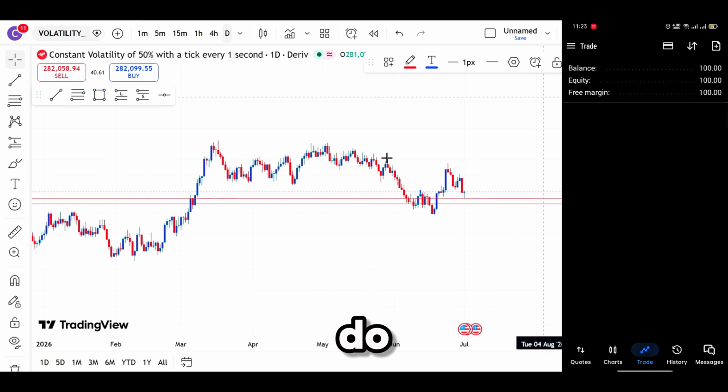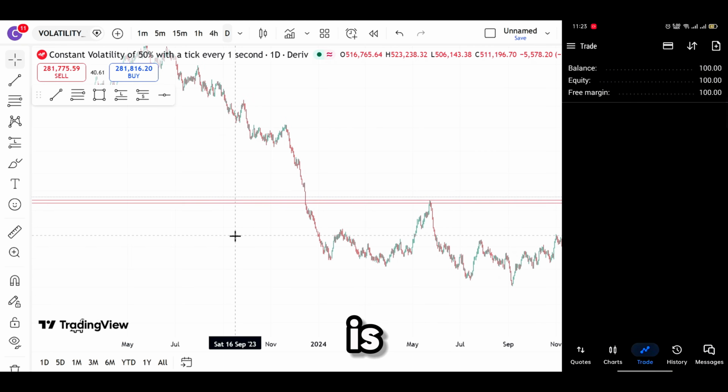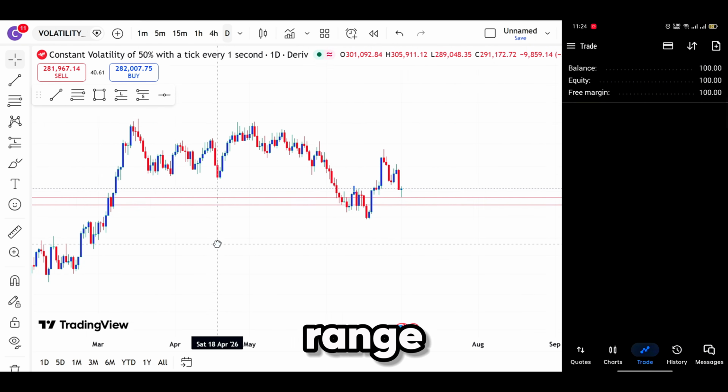Now the first thing I do is run a top-down analysis to know the main direction or trend the market is on, while looking for a range that I'll be focused on.